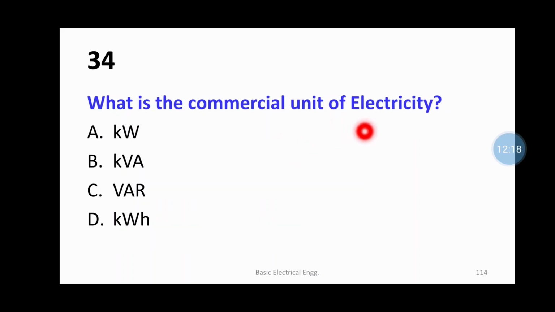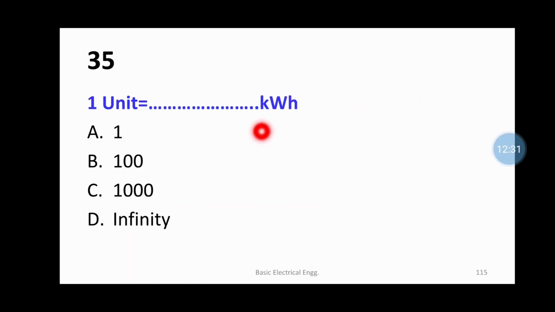What is the commercial unit of electricity? The commercial unit of electricity is kilowatt hour, kWh. That means energy, right? Kilowatt hour, or you can write unit. 1 unit is equal to dash kilowatt hour. 1 unit will always be equal to 1 kilowatt hour. You can note this down. This is a very important question.